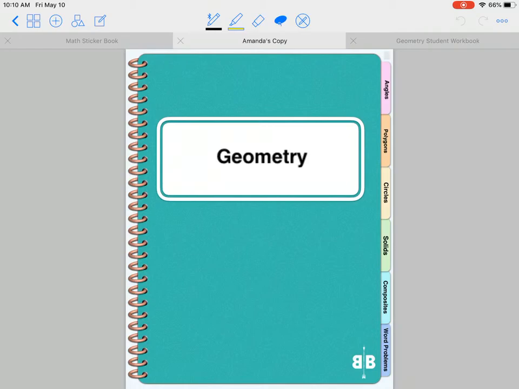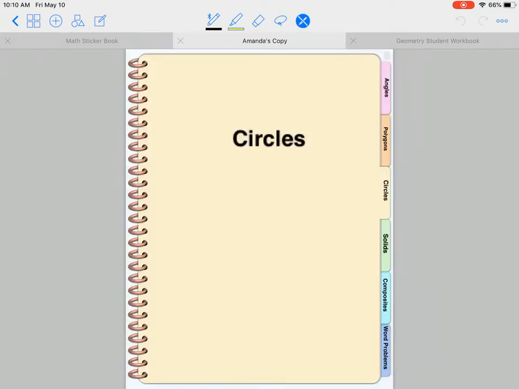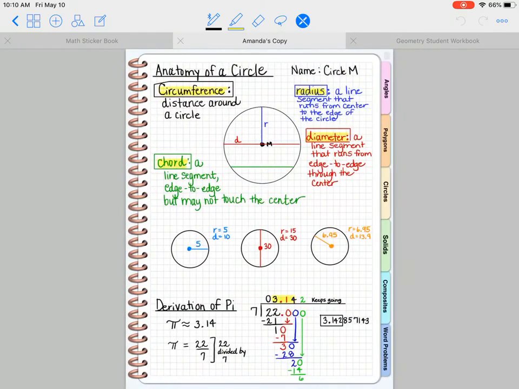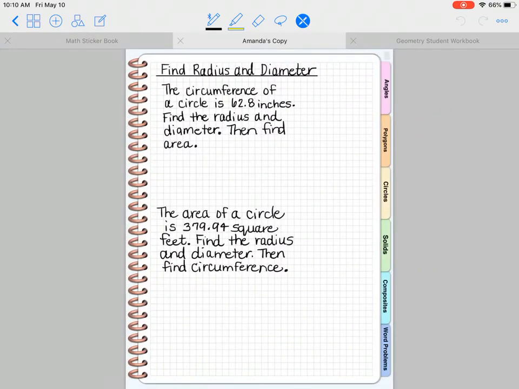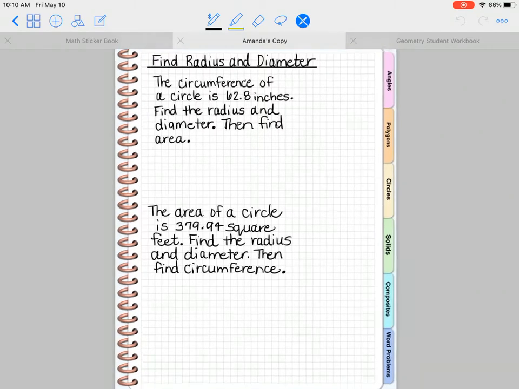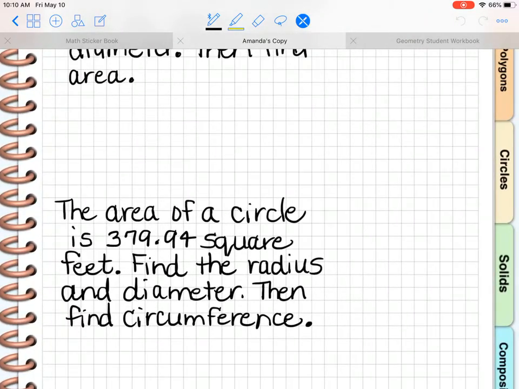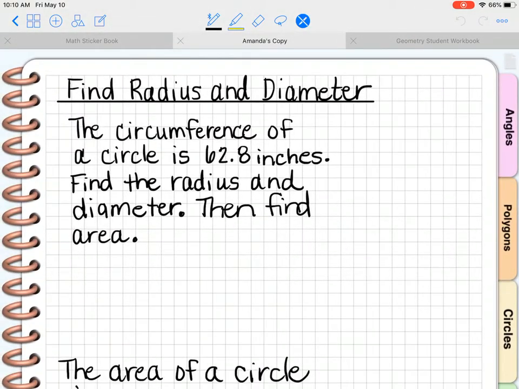Welcome back. We're still in the circles module. We talked about the anatomy of a circle. We talked about how to find circumference and area. And now we're looking at some word problems that involve algebra. So I'm going to zoom in on this first one and we'll see what we can do here.